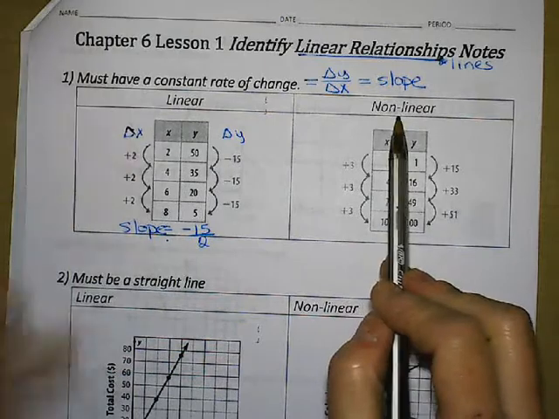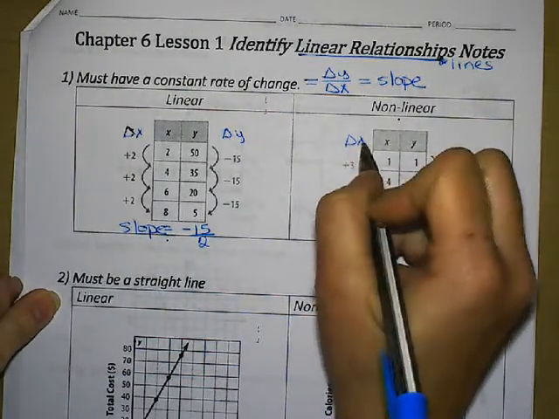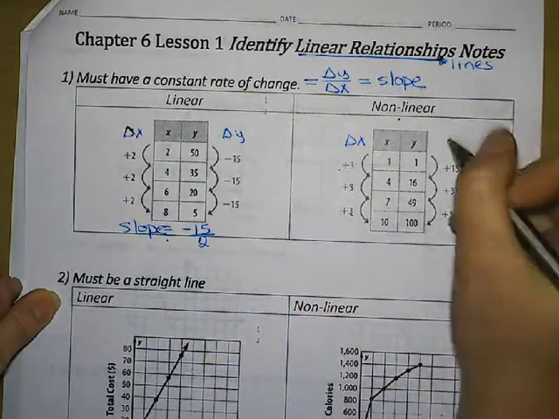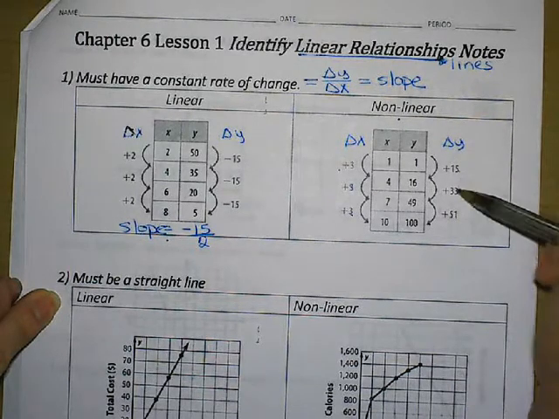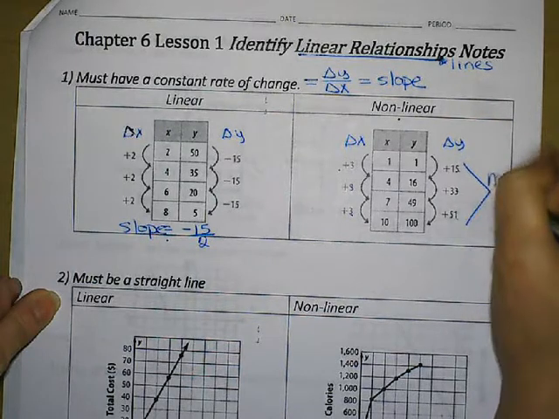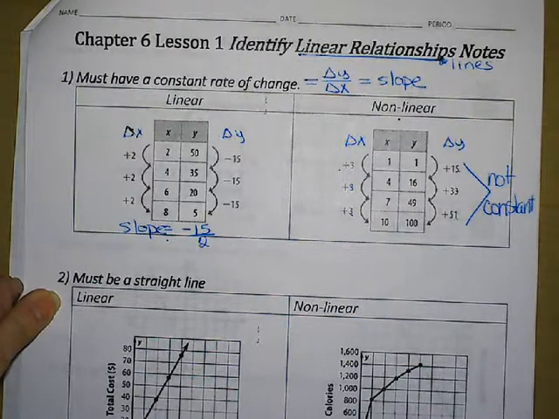In a nonlinear relationship, the change in x goes up by 3, but the change in y goes up by 15, 33, 51. This is not constant. Therefore, it is nonlinear.